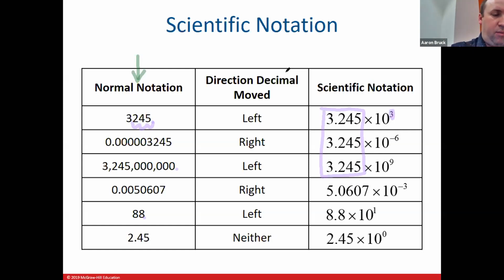In this one, I moved 1, 2, 3, 4, 5, 6 places to the right. And so moving it to the right gives me the negative. 6 places gives me the 6. And in the last one, 1, 2, 3, 4, 5, 6, 7, 8, 9. I moved 9 places to the left. My exponent was positive 9 as a result.